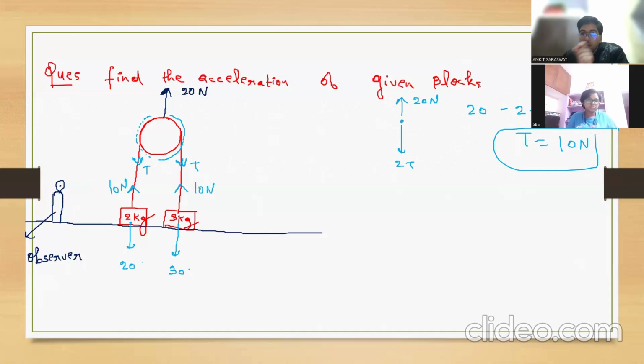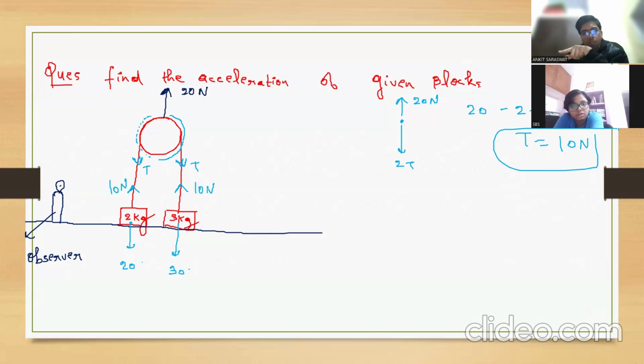Now tell me, if you pull this pulley with 20 Newton force, then how much tension is in the string? 10 Newton. 10 Newton will be felt by the 2 kg and 3 kg blocks.